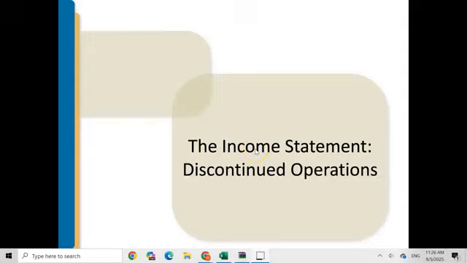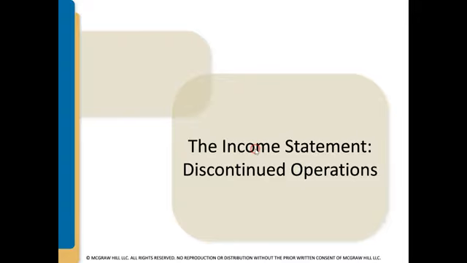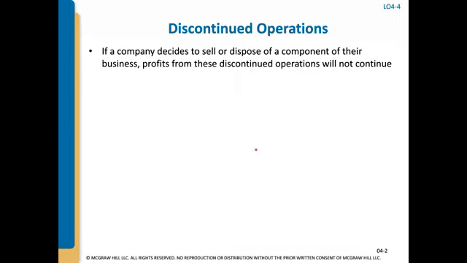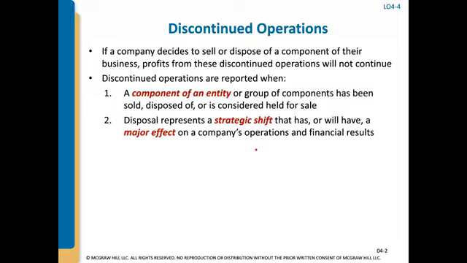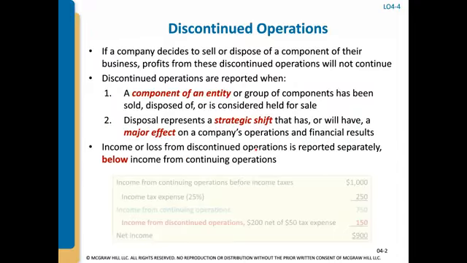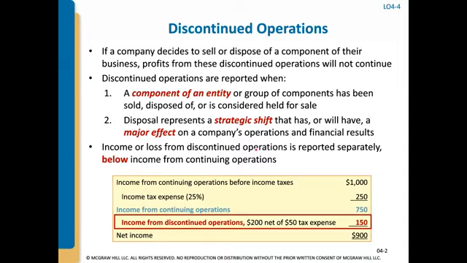Hello. In this video, we'll talk about the discontinued operations section of the income statement. What is a discontinued operation? It's when a company decides to sell or dispose of a component of their business. The profits from the discontinued operations will not continue.